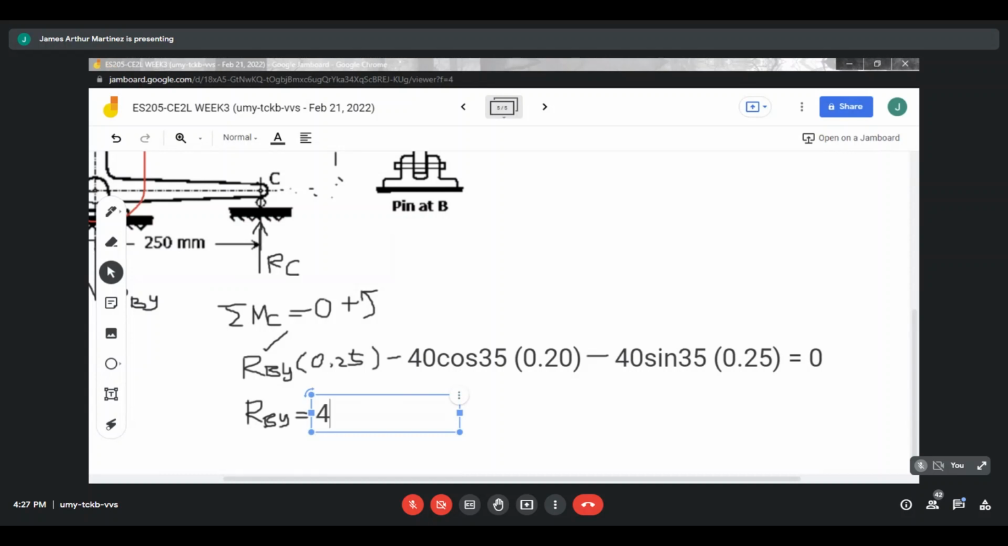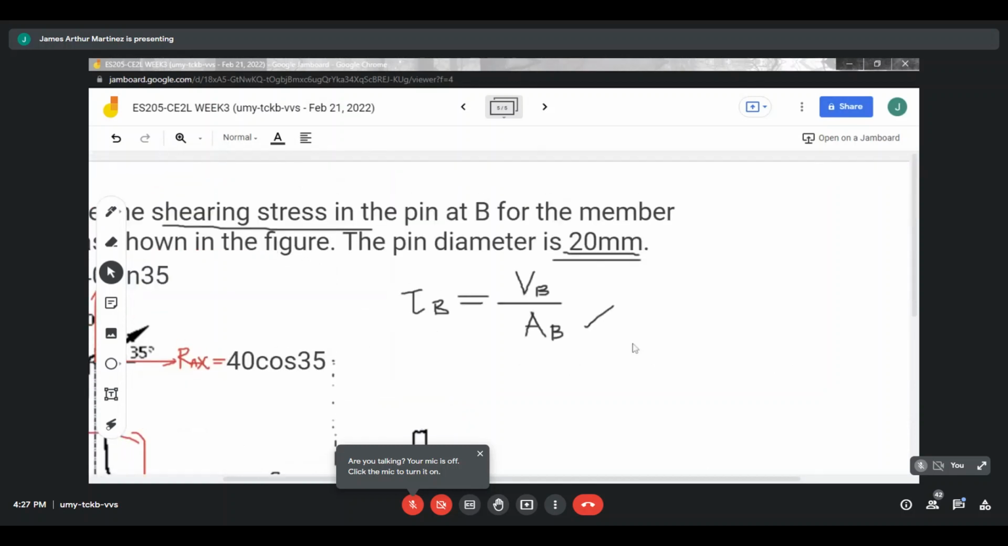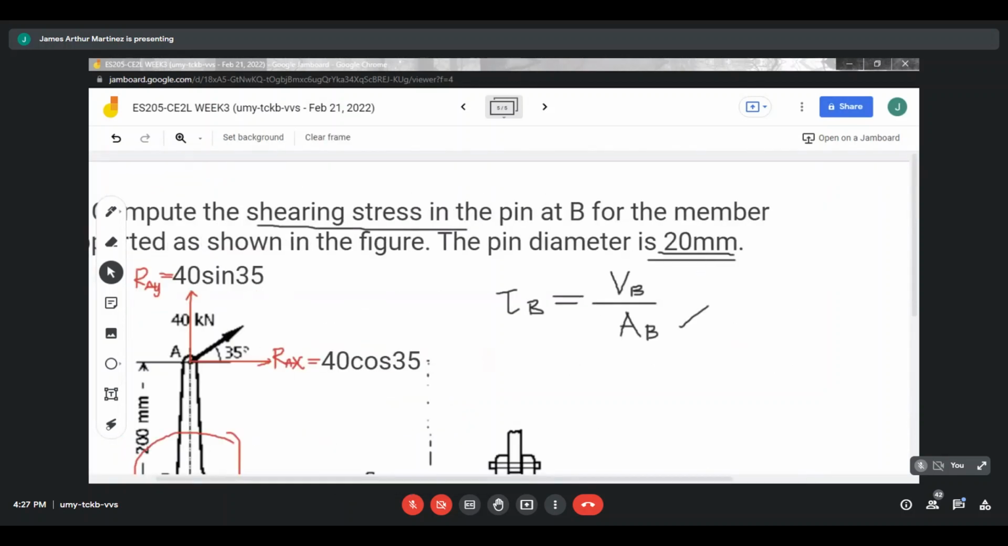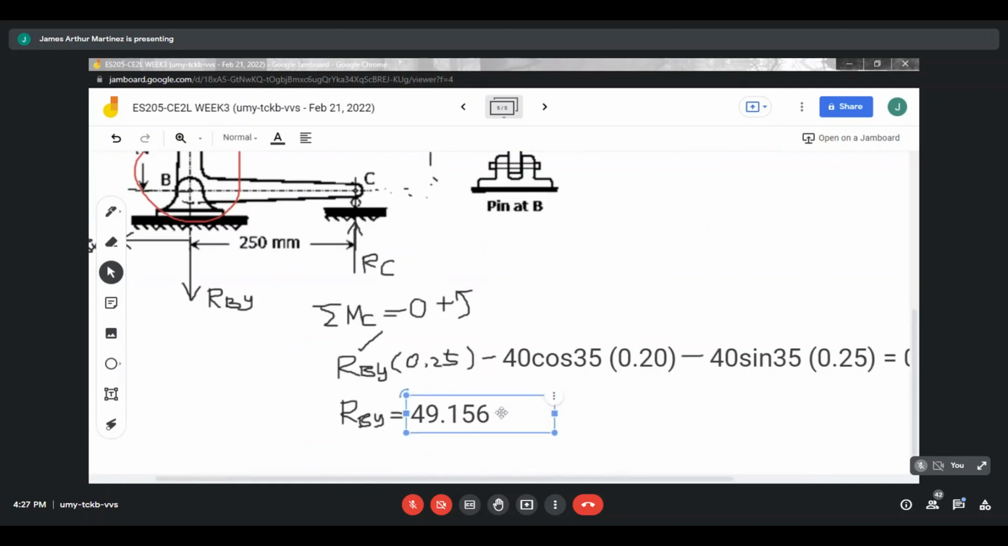So you'll have 49.156. So the unit of our force, our RA, is in terms of kilonewton, therefore kilonewton, no? Oops. So we will just underline it since it is not our final answer.